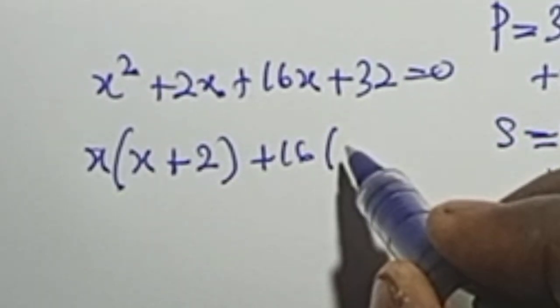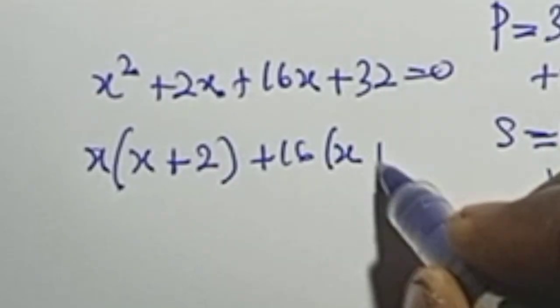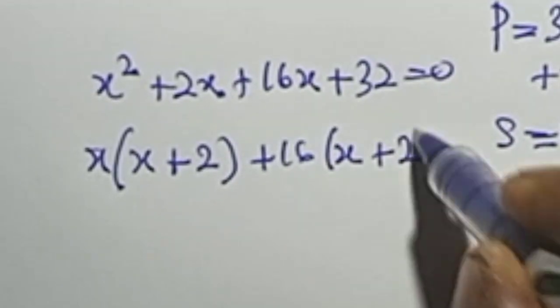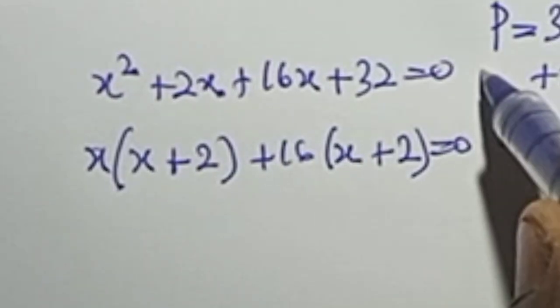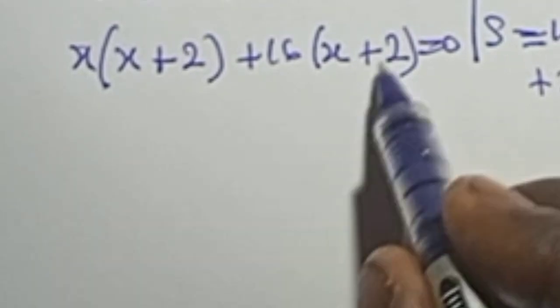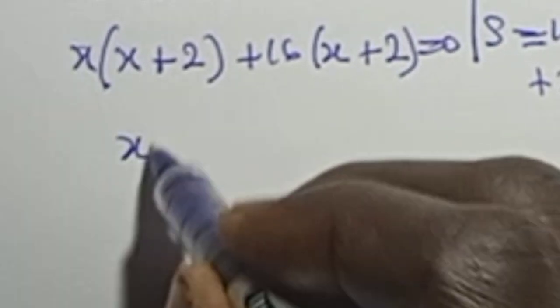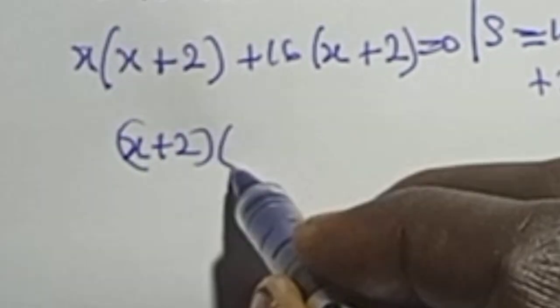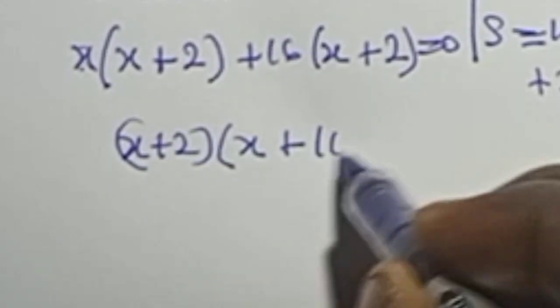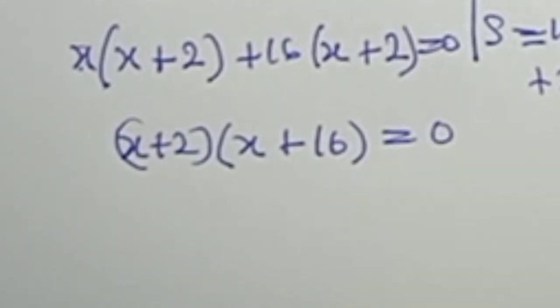16s divided by s, that will be s left, plus 32 divided by 16, that will be 2, all equal to 0. So we're going to write the common terms. S plus 2 is common to the two terms, so we write it once as S plus 2, close the bracket, open the bracket quickly, and write what is left here after taking S plus 2, which is X, plus here what is left is 16, close the bracket, all equal to 0.